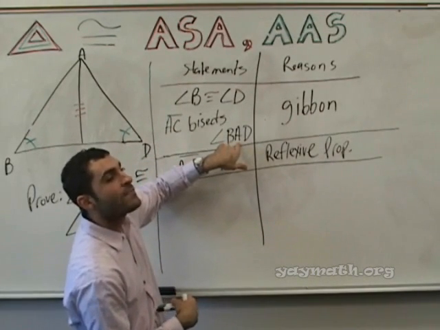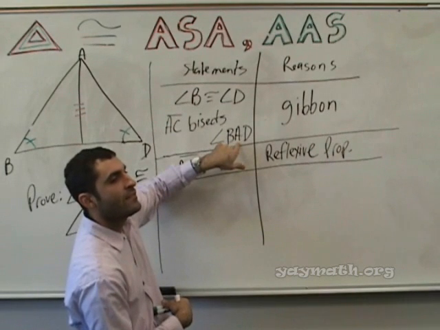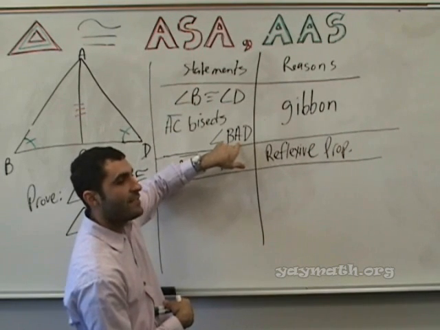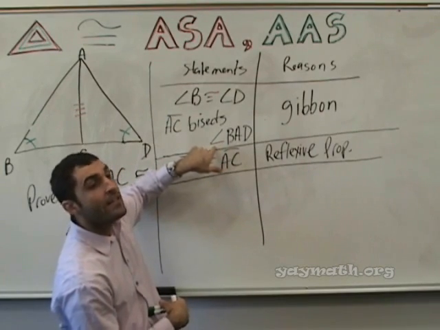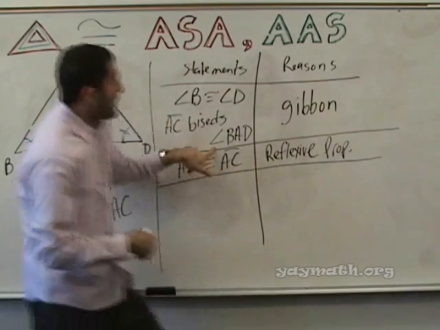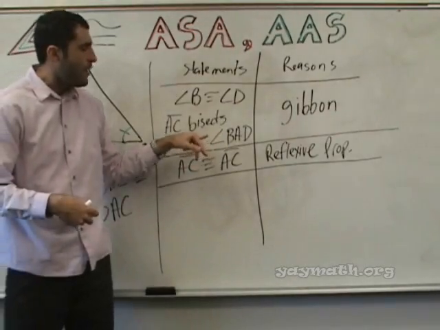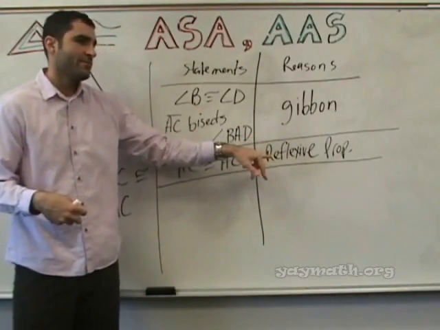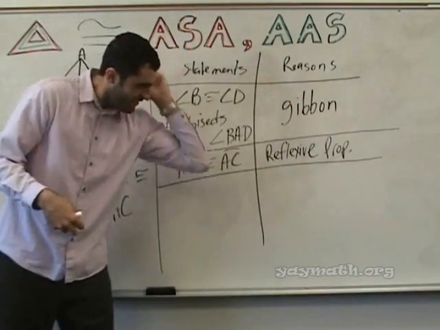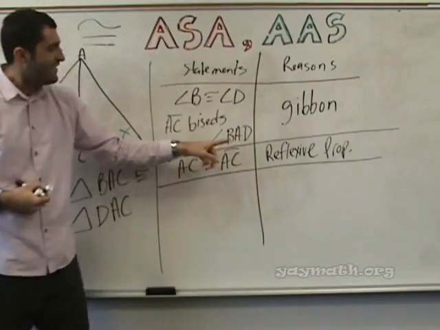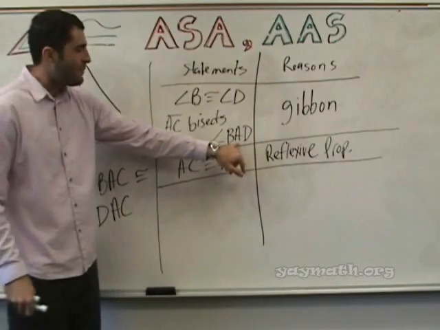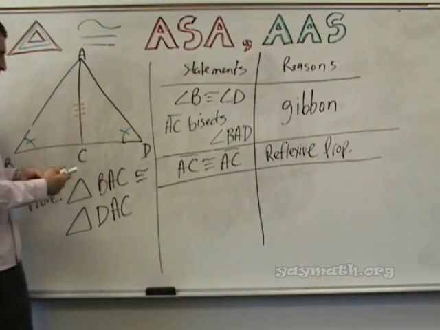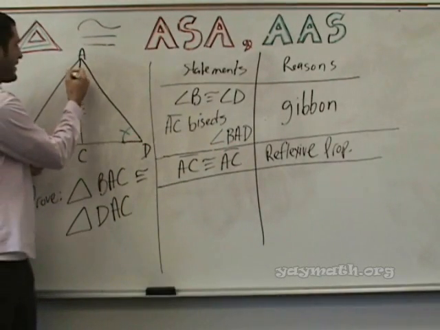So BA, what is being bisected exactly? BAD. And what is BAD right now? It's an angle, right? It's an angle. So if an angle is being bisected, BAD is being cut in half. So BAD is being cut in half, and we identify where angle BAD is. Angle BAD is here, isn't it?